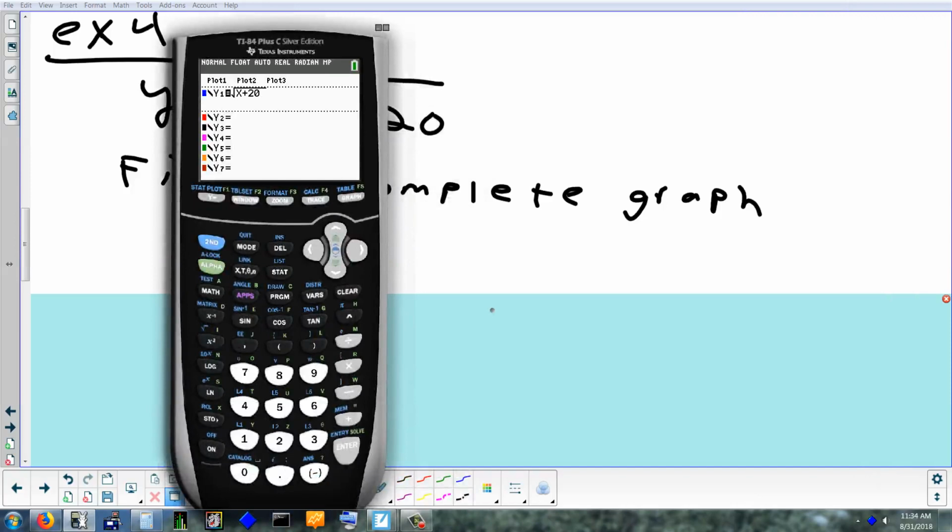Something, Blake? You can't take the square root of a negative. Well, if x was negative 100 and I add 20, it'd be the square root of negative 80. So when x is negative 100, that's not going to be part of our domain. So that shouldn't be on our window. So let's just hit graph and see what happens.